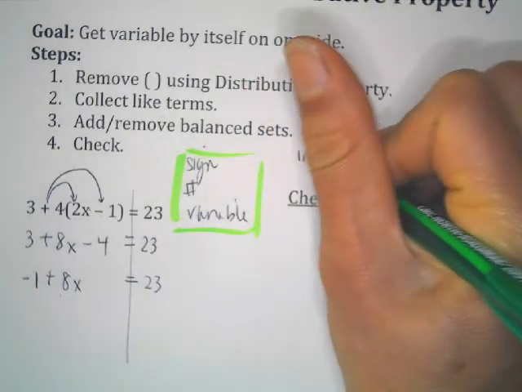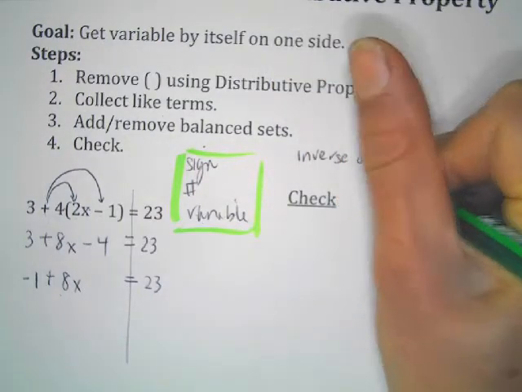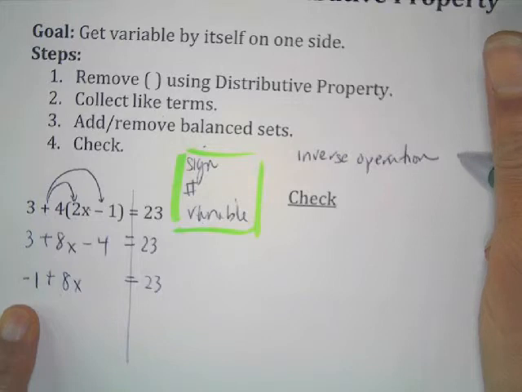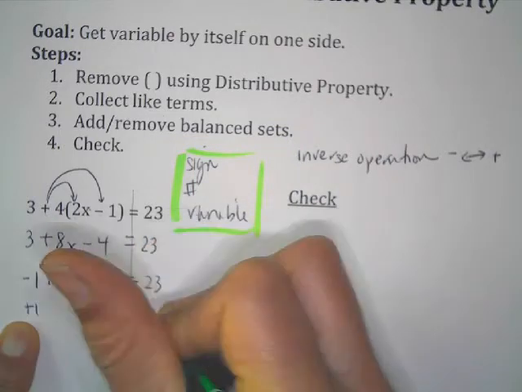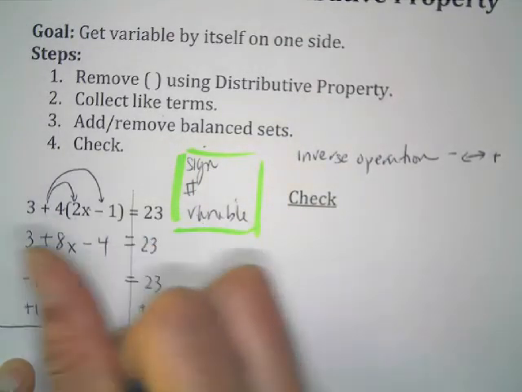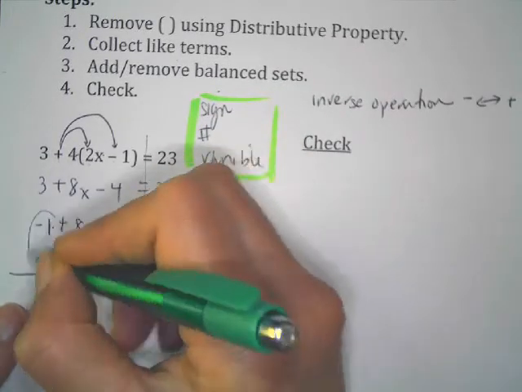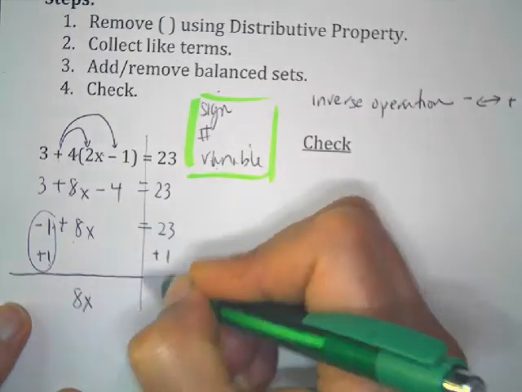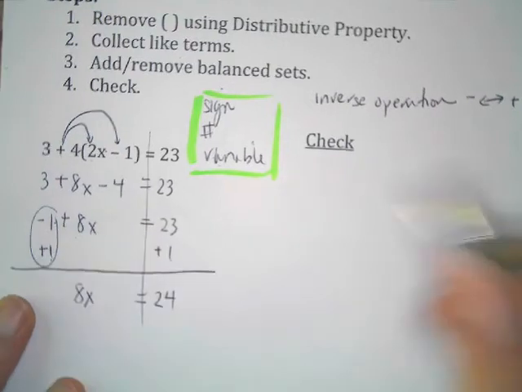When we're doing this, we're going to do what are called adding and removing balance sets. We do this by using inverse operations. Inverse just means the opposite. The opposite of minus is plus. So instead of minus 1, I'm going to add 1 to both sides. I like to put little lines underneath to distinguish steps. So I have minus 1 plus 1, that's a 0 pair. Positive 8, so I'm just going to bring down the positive 8x equals, and then 23 plus 1 is 24.